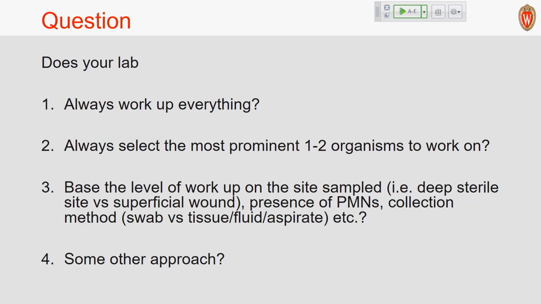Okay. So, question. Do you work it all up? One to two organisms? Based on reading the tea leaves, or some other approach? So let's take a count.